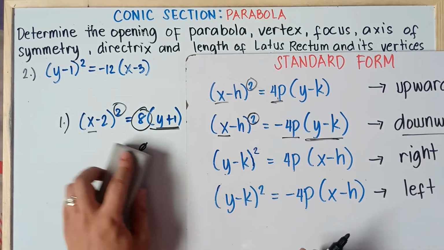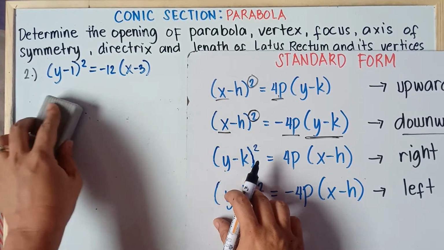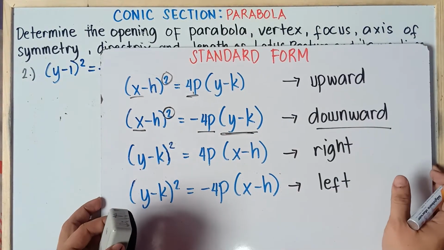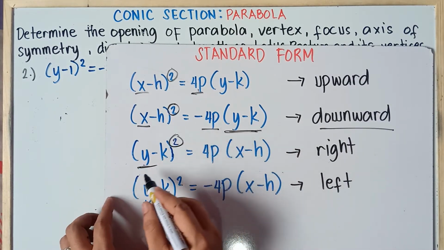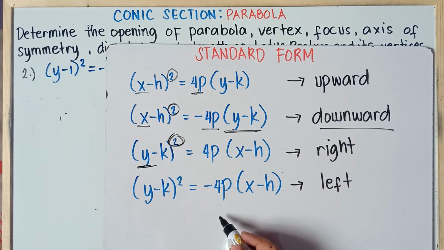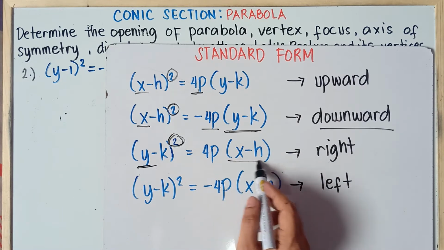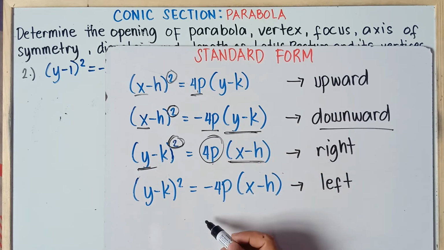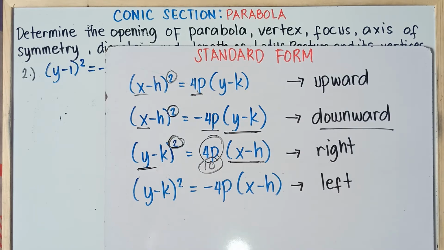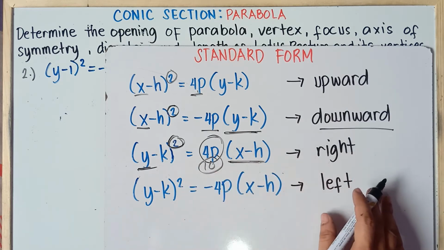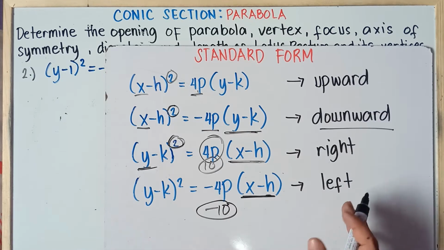Simple as that, class. Now let's have this y. Let's explain this one before we start with number 2. If you have y squared, your parabola could open to the left or to the right. If the number beside this quantity is positive, for example positive 10, your parabola opens to the right. If this is negative 10 before this quantity, your parabola opens to the left.